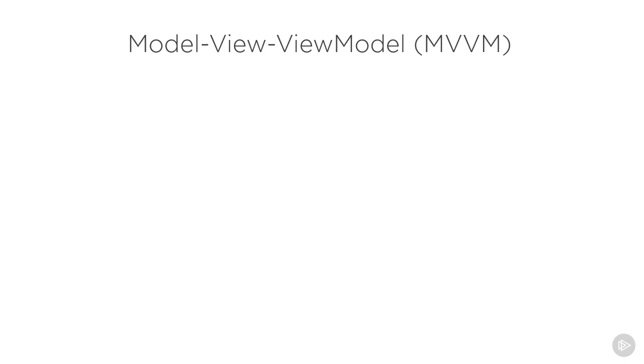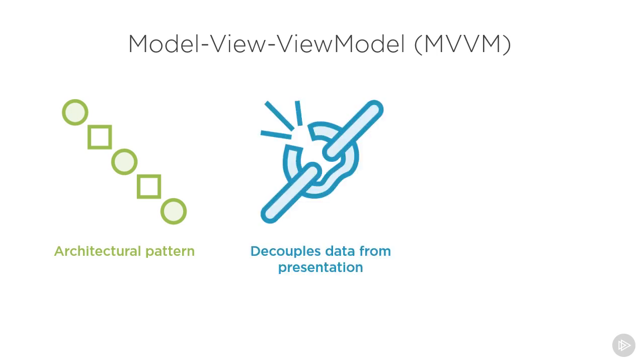So what we want to do now is start taking a look at an architectural pattern known as Model-View-ViewModel. And when we say architectural pattern, that's simply a fancy way of saying that this is a common approach we use for dealing with a commonly encountered issue. And in the case of Model-View-ViewModel, what this architectural pattern does is it decouples our data from our presentation.